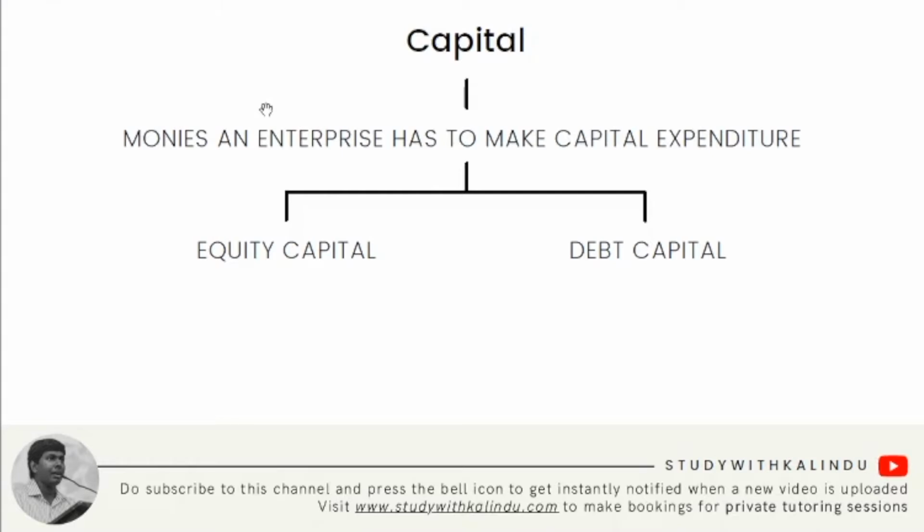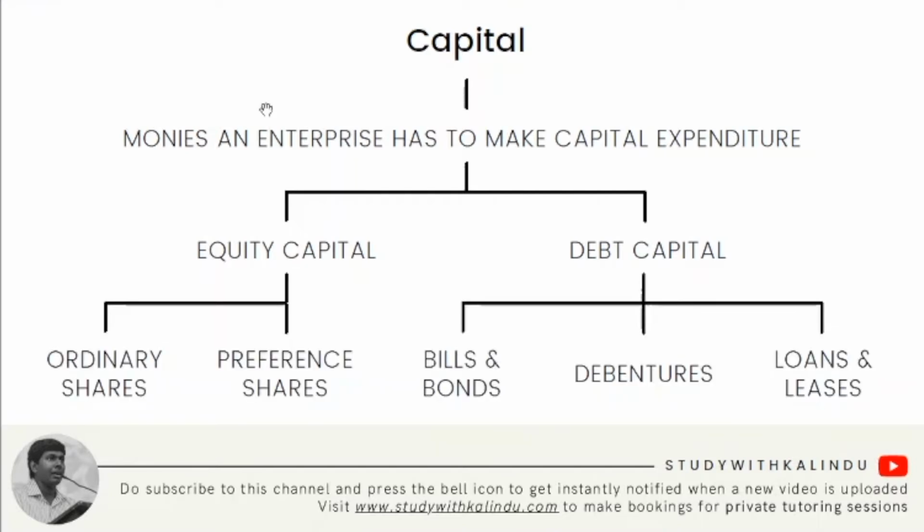Capital is nothing but monies an enterprise has to make capital expenditure. So the money you have, if you are a company, the money you have to make capital expenditure. So capital can mainly be in 2 forms, either equity or debt. So equity capital can be of 2 main forms: ordinary shares or preference shares. You know all these stuff already. Debt capital again can be of mainly 3 forms: bills and bonds, debentures, loans and leases.